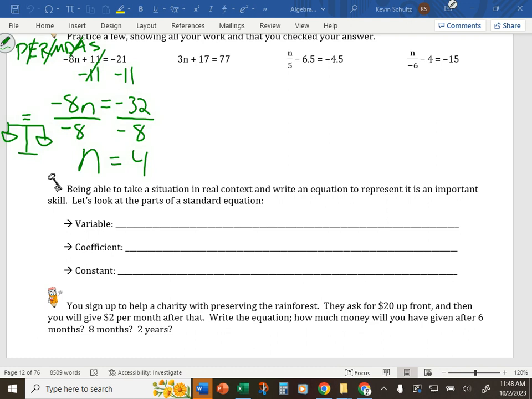So this opposite operations method will work every single time, regardless of what equation you have, regardless how long the equation is. Okay? You undo it, get n by itself, it's going to work out for you. Right? Okay. The next one. Do it on your own.